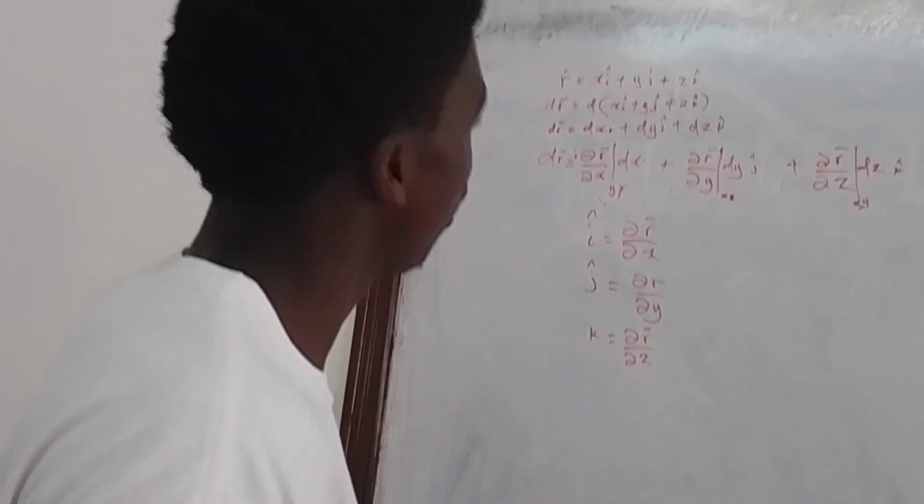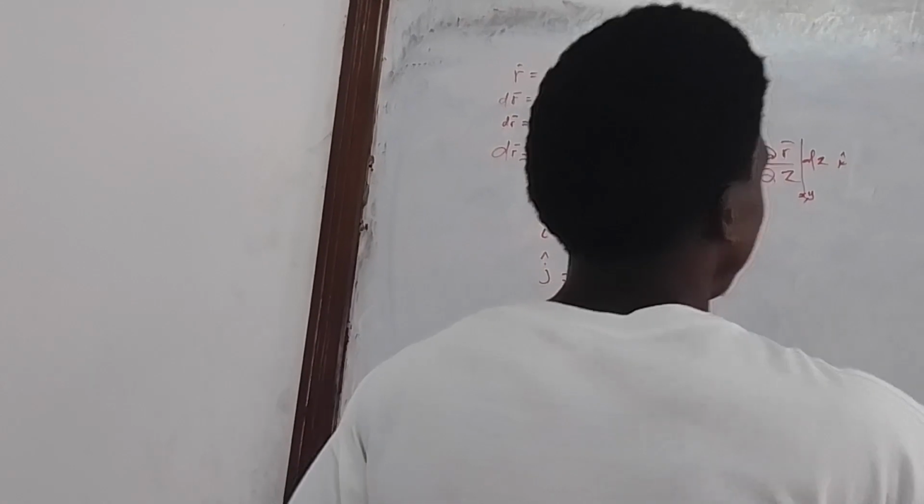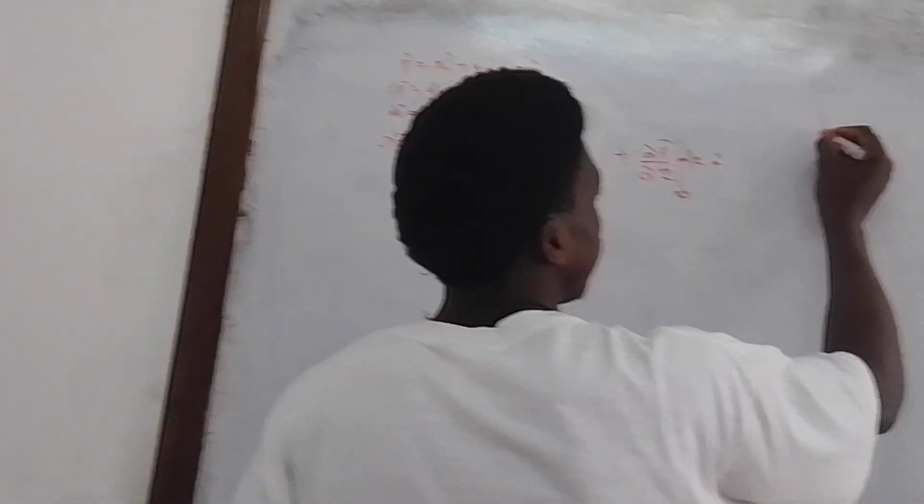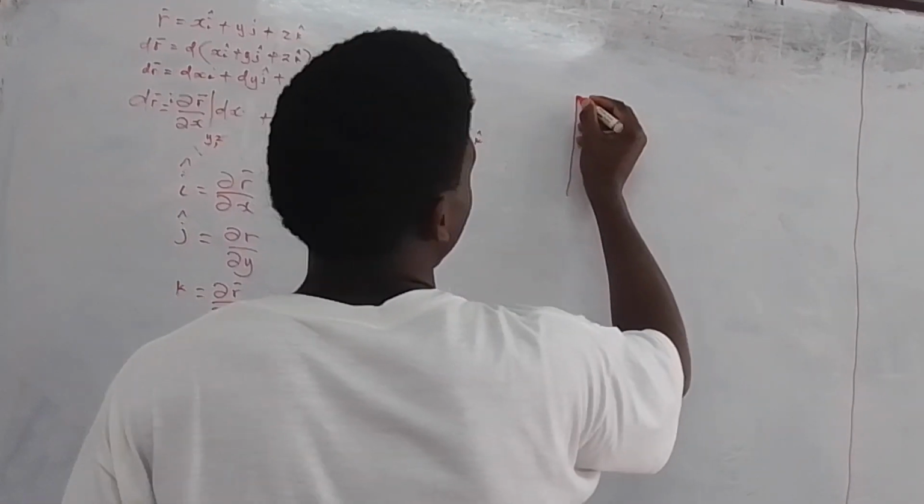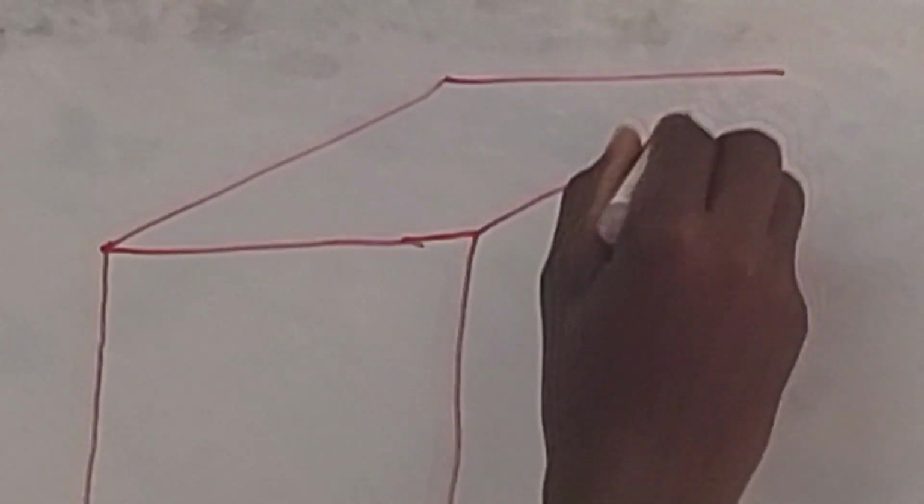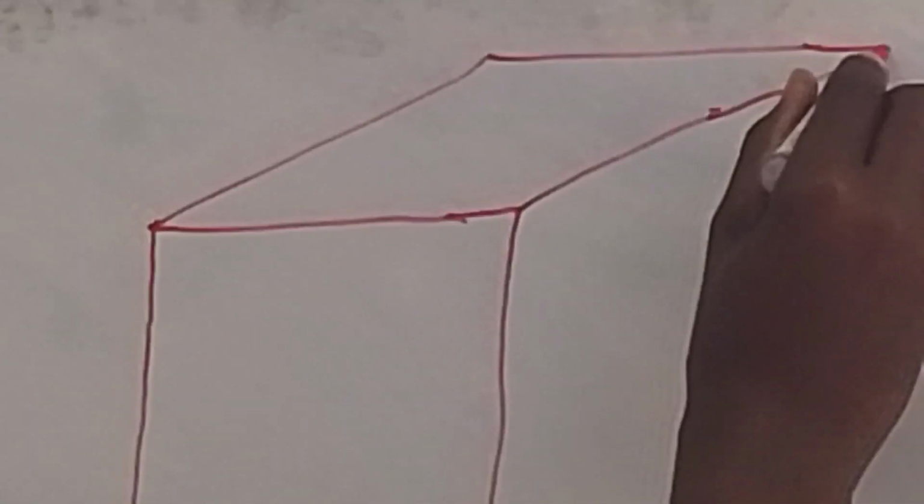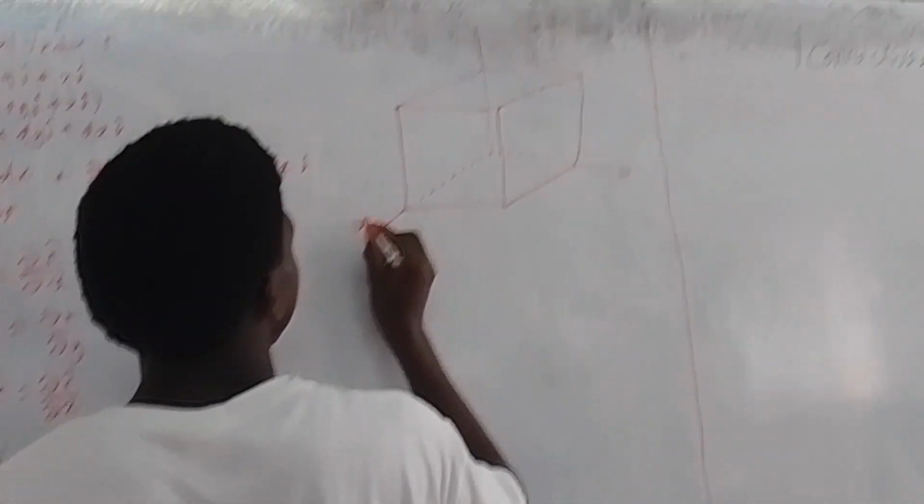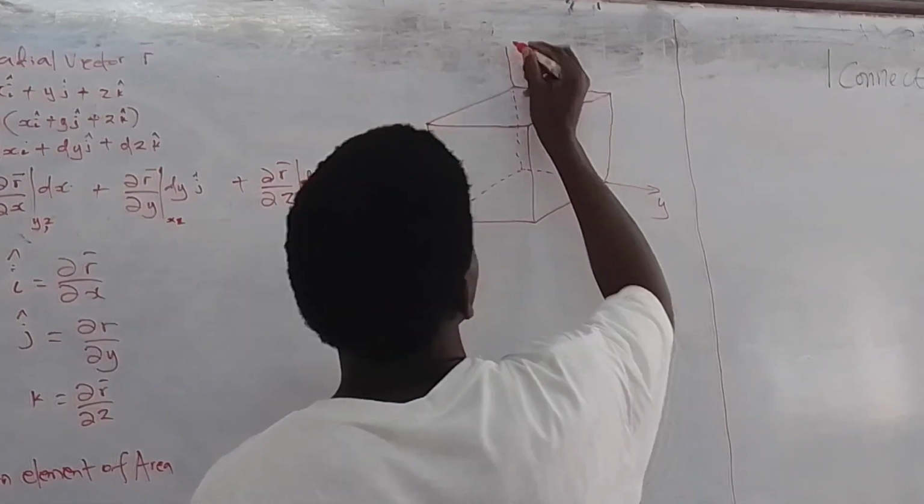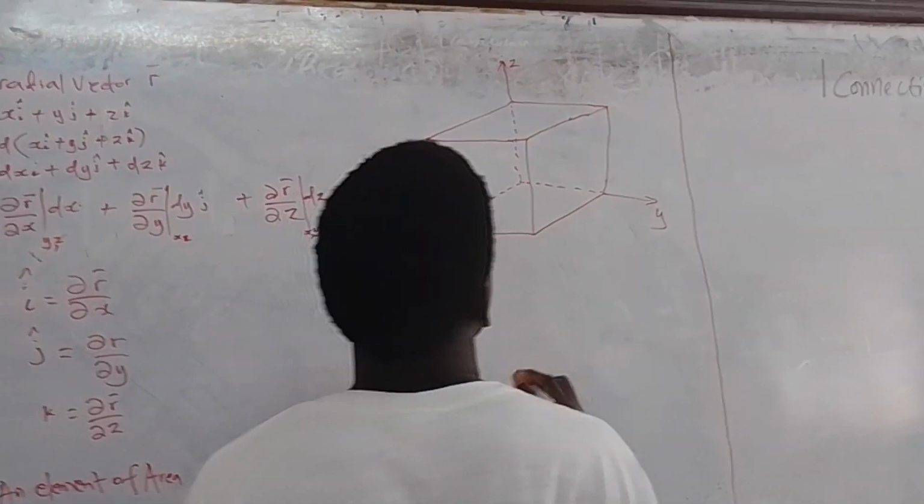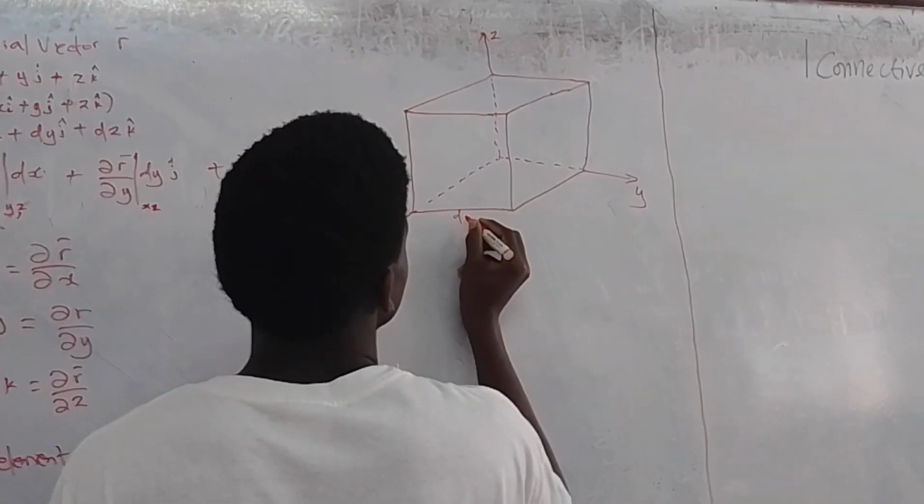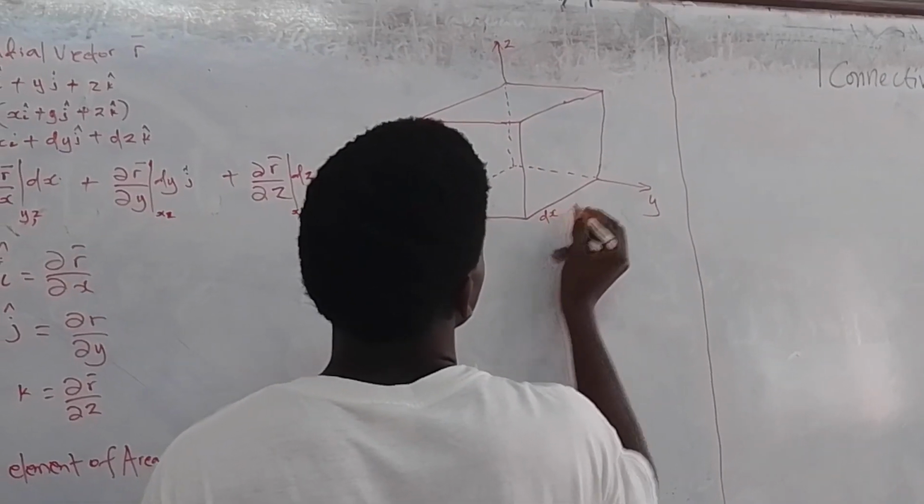So we can jump to finding the area element. Let's draw this diagram, which is going to help us in finding this. So I'm drawing a cuboid. As you can see, it's like a space, and it has the Cartesian plane in it in 3D.